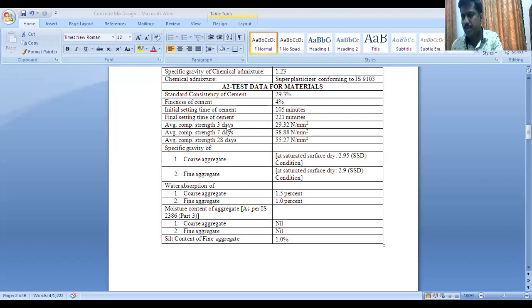Then the specific gravity of coarse aggregate we require for making the mix design. That is in the SSD condition, saturated surface dry condition. Now, are we following this SSD condition everywhere? What is this saturated surface dry condition? Do you know the meaning of this? Saturated surface dry.